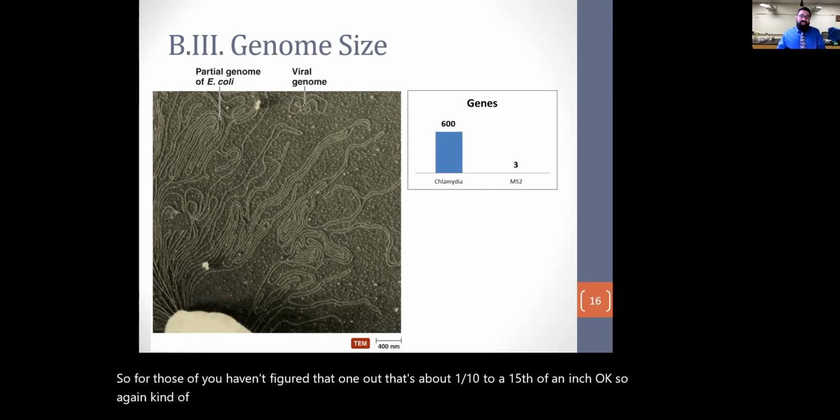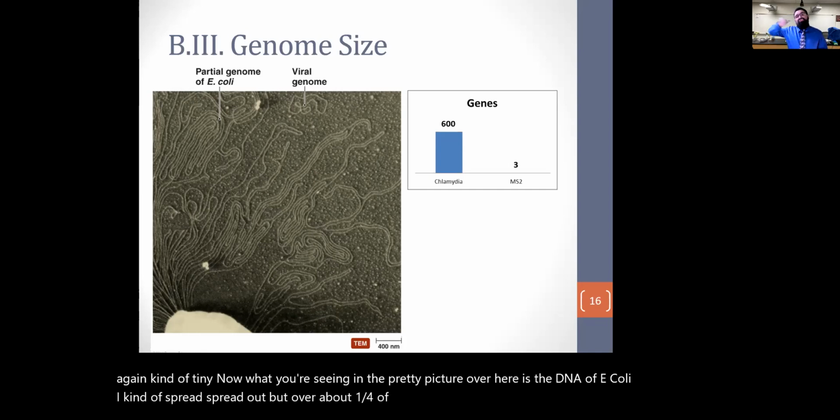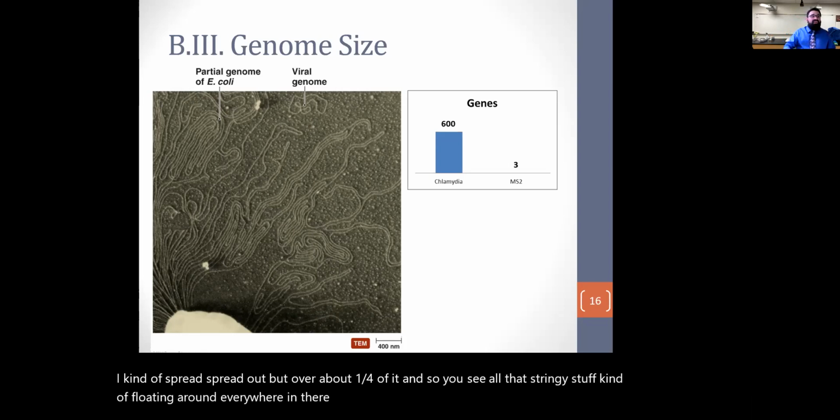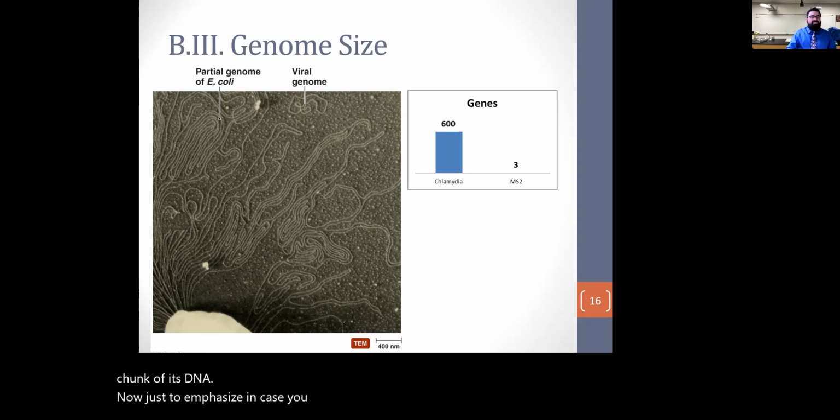Now, what you're seeing in the picture over here is the DNA of E. coli. It's spread out, but over about a quarter of it. And so you see all that stringy stuff floating around everywhere in there, right? So that's all its DNA. That's a partial chunk of its DNA. Now, just to emphasize, over here where it says viral genome, that's the size of a virus genome. That's its genetic content. And remember, you're only seeing a quarter of that from the picture over there, right?